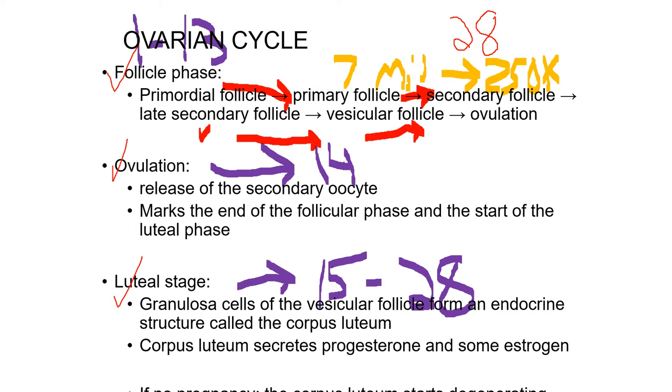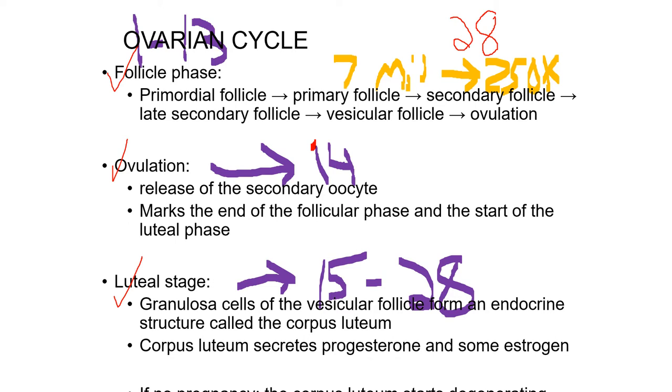Okay? Now, on day 14, what happens is the release of that oocyte, that immature egg that's gone through the first phase of meiosis, but it's paused, and it'll continue through meiosis II if it's fertilized by a sperm in the fallopian tube. So ovulation, day 14, marks the end of the follicle phase and the start of the luteal phase.